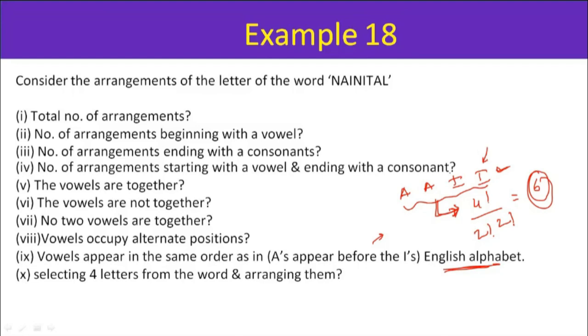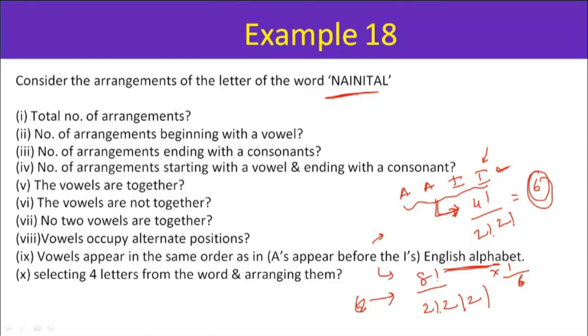Now, how many total arrangements are possible for this entire word? The first one, 8 factorial by 2 factorial into 2 factorial. But this has 6 possible combinations for the vowels. You just want one of them. So you take this into 1 by 6 as the probability, or it has 6 possible arrangements. You just want one particular arrangement, so you divide it by 6. So AAII has to be in this sequence only.